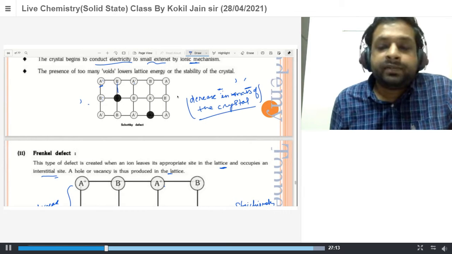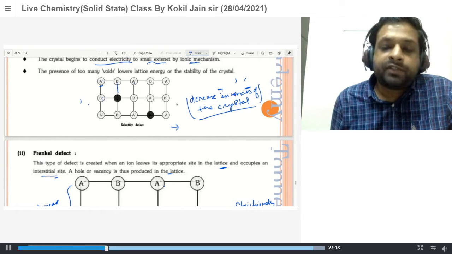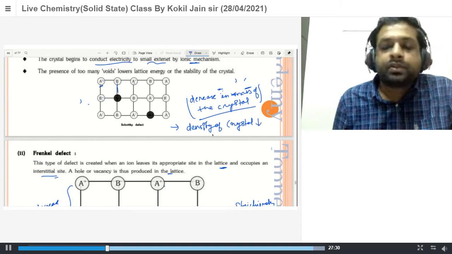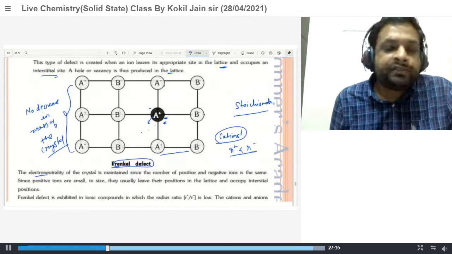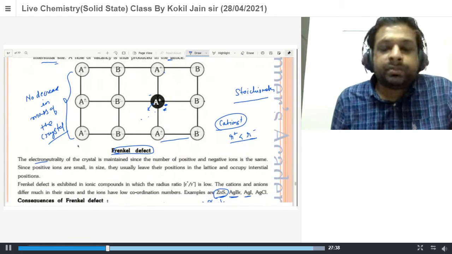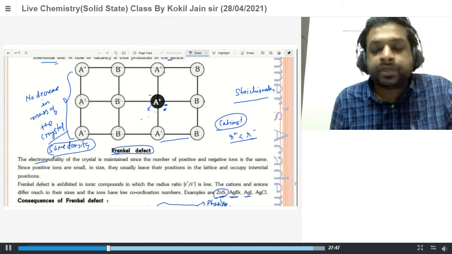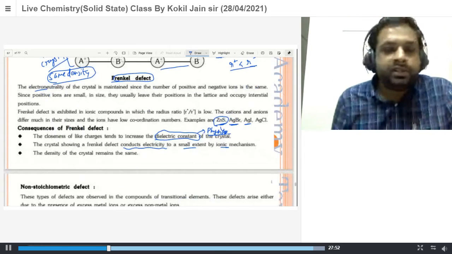That means if the volume is the same in both cases, in the case of Schottky defect the density of the crystal is going to decrease. But in the case of Frenkel defect, your density is going to remain the same. There is no difference in density here. Okay, so this is what we see in the case of stoichiometric defect.